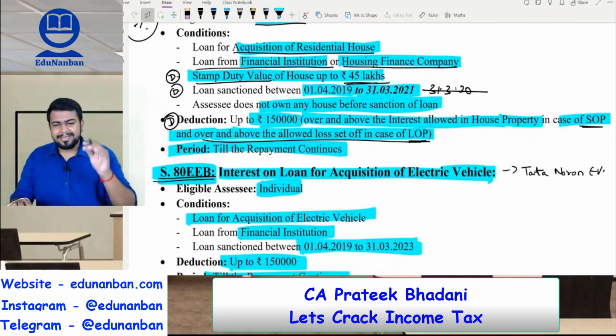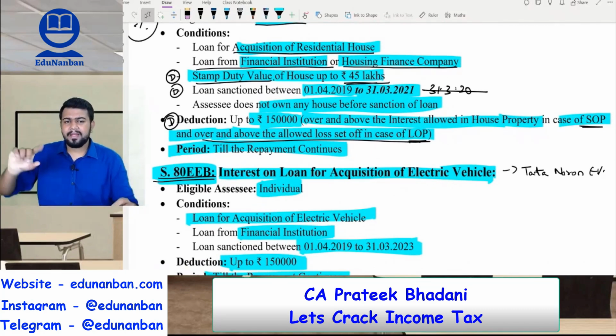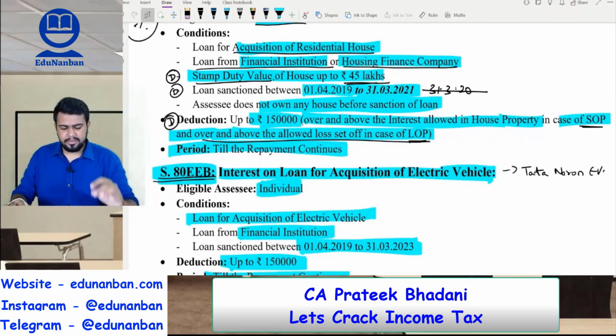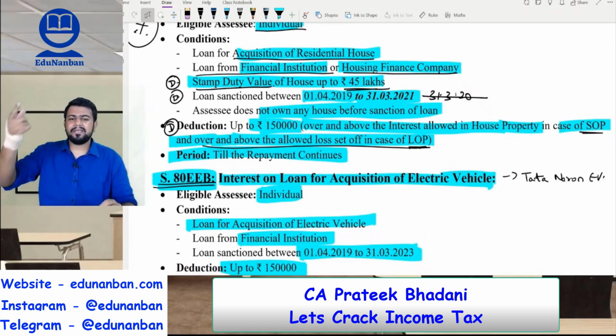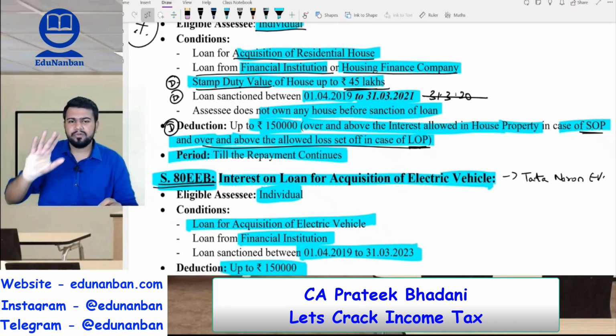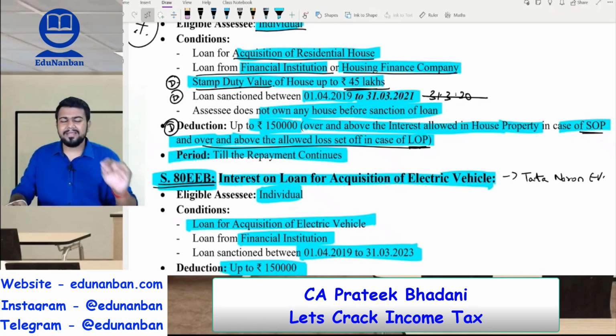Next, the stamp duty value of the house should be up to 45 lakhs. There, what is given? The value of the house, that is the purchase price, should be up to 50 lakhs. Here it is given that the stamp duty value should be up to 45 lakhs. There it is given that the value of the loan should be up to 35 lakhs. Here nothing is given about the value of the loan.